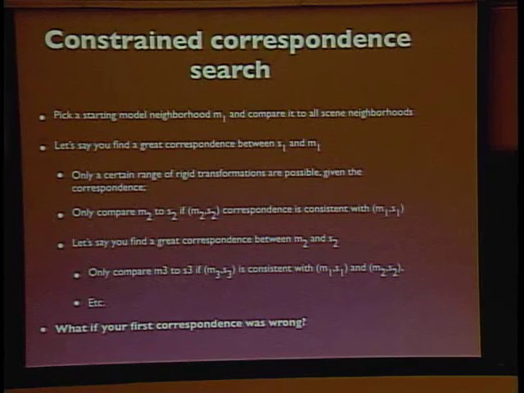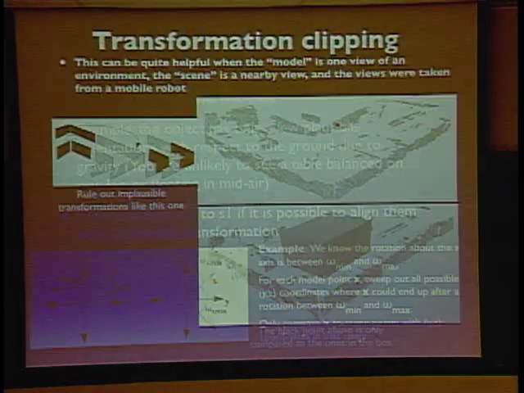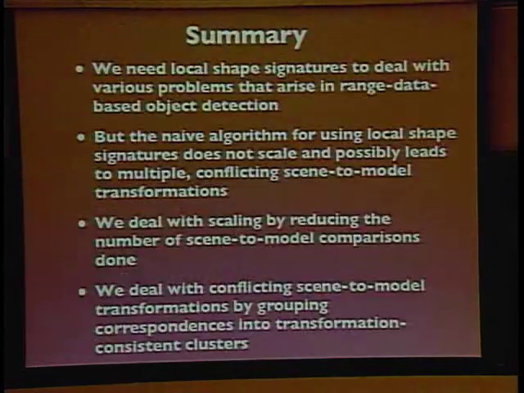All right, I should probably just go to the summary then, and you can read about constrained inconsistent correspondences. It's kind of not that complicated. So we use local shape signatures to deal with various problems related to detection, but the naive algorithm is slow and prone to stupid errors. So we try to either reduce the number of comparisons between the scene and the model, use our preconceived ideas about transformations, and basically try to reason about whether sets of correspondences are reasonable. Any last questions? Okay, see you Wednesday.